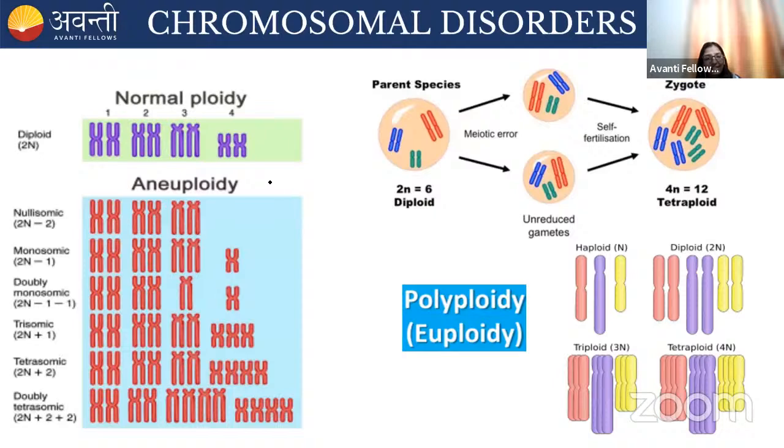Next one is aneuploidy. Chromosomal disorders generally occur due to aneuploidy. Aneuploidy is the loss or gain of a chromosome, and it occurs due to non-disjunction of the chromosome. Non-disjunction means the chromosomes fail to segregate. If they fail to segregate, one gamete will have a gain of chromosome, and the other gamete will have a loss of chromosome. And euploidy is when there's a gain or loss of a complete set of chromosomes.